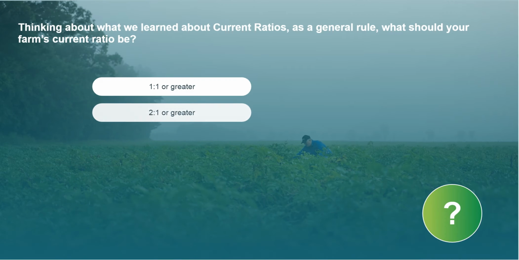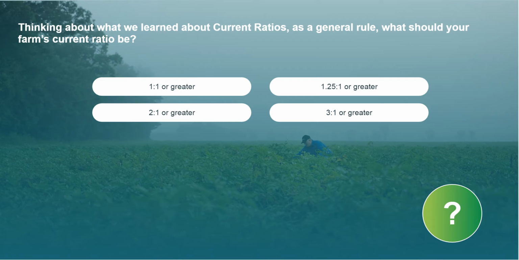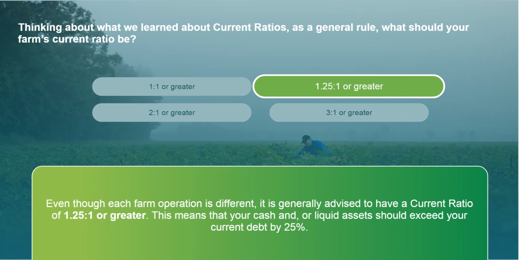Thinking about what we learned about current ratios, as a general rule, what should your farm's current ratio be? Even though each farm operation is different, it is generally advised to have a current ratio of 1.25 to 1 or greater. This means that your cash and/or liquid assets should exceed your current debt by 25%.